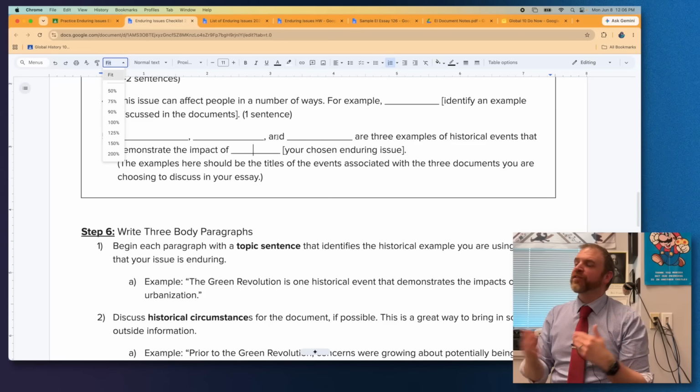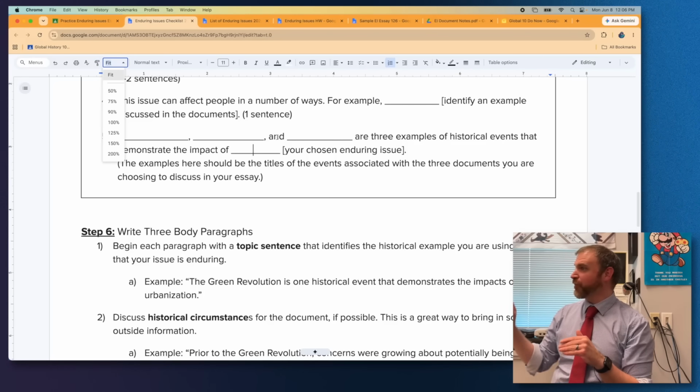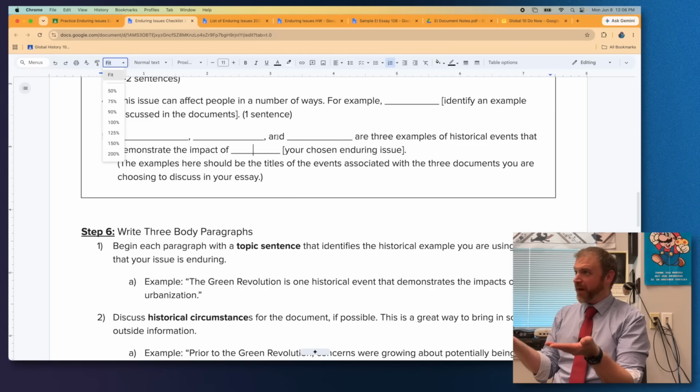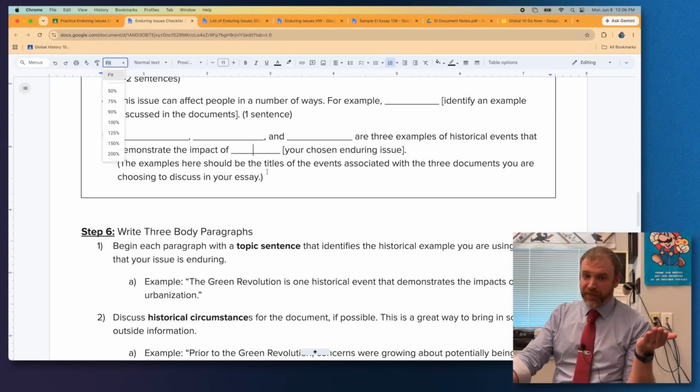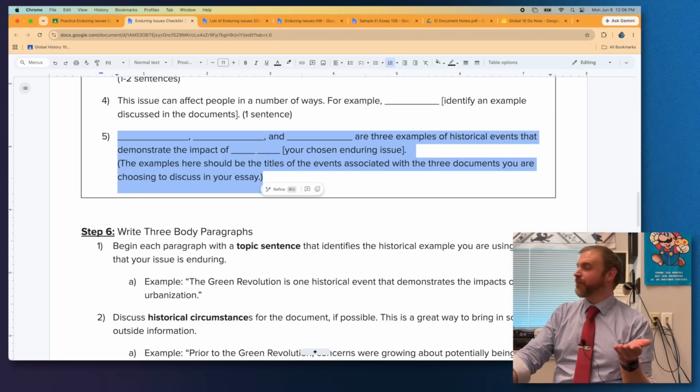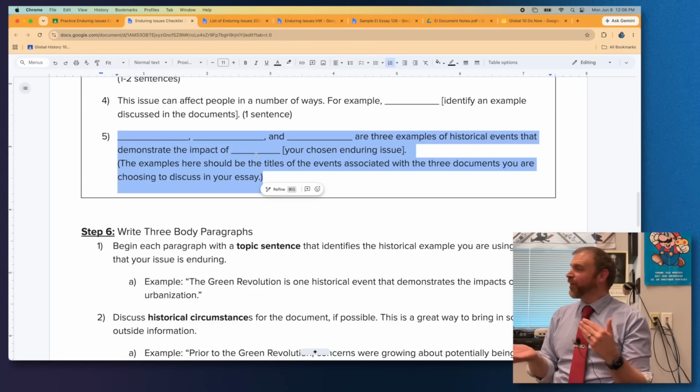Let's say it's the Regents, maybe you forgot to put titles on your documents. I get that, that happens. And you have to say something like, this issue could be found in documents 1, 3, and 5. It's not the end of the world. It just sounds a little bit less professional.